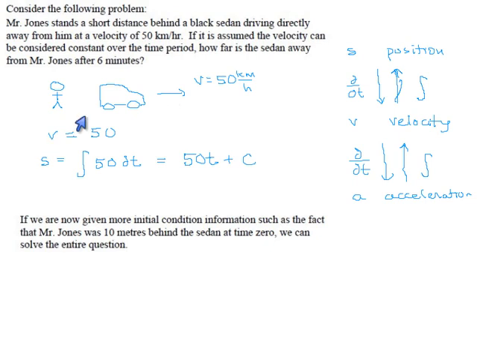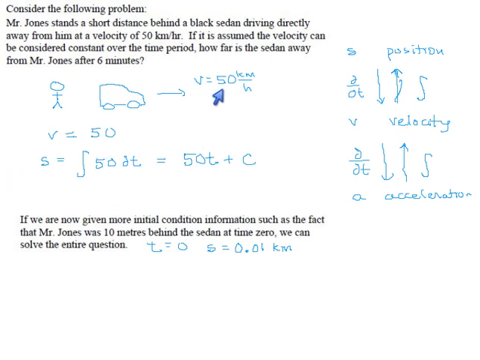We could if we had one more piece of information, and they hand us one right here. They say, he was 10 meters behind the car at time 0. So when the time is exactly 0, the position was 0.01 kilometers. Did you catch what happened there?